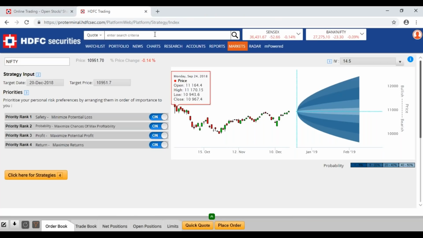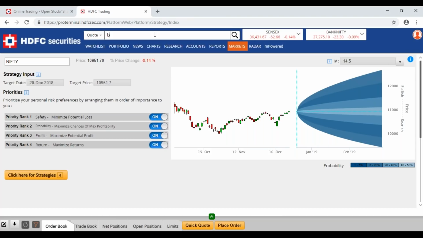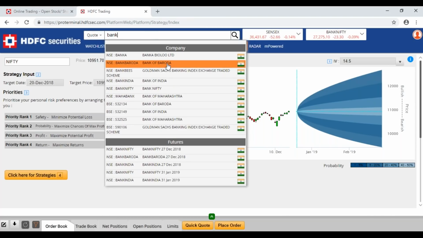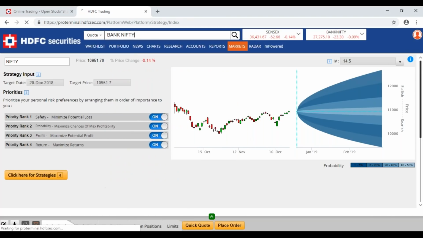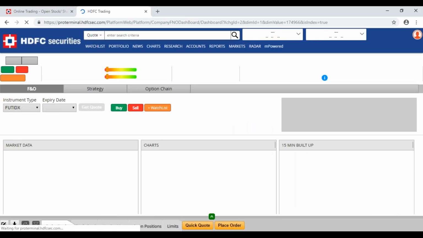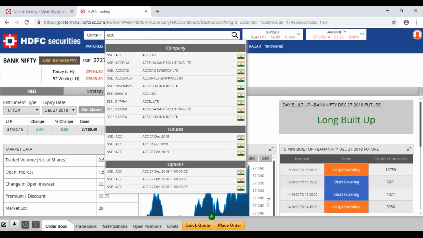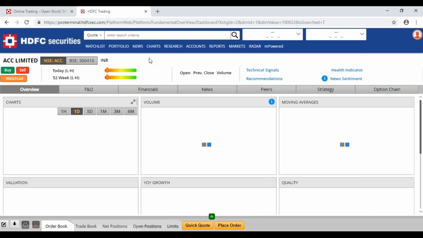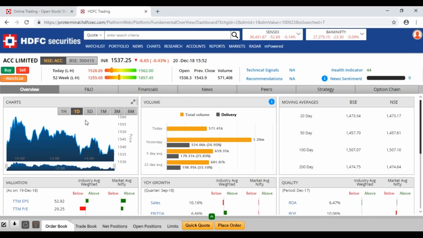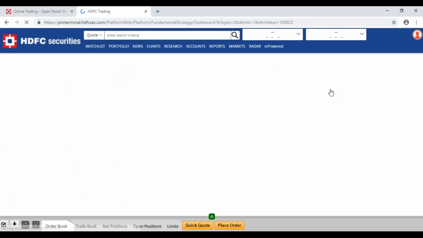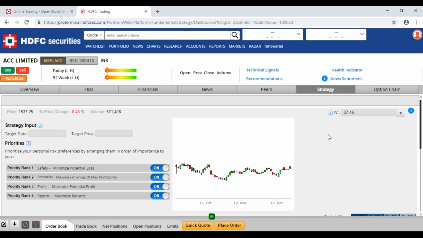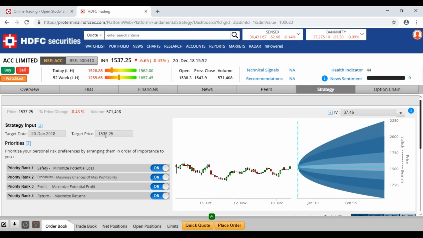Or you are at any specific stock, let's take Bank Nifty. If you are on Bank Nifty or any specific stock, just as an example, right here you can see the strategy. The moment you click on strategy, immediately you can define your target price and your target date, and these are the filters which you can arrange as per your requirement.